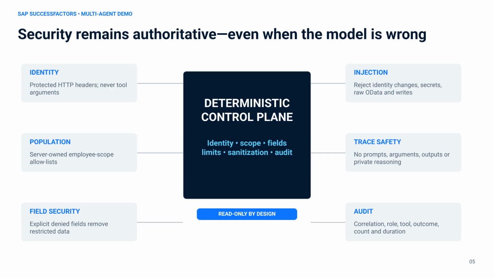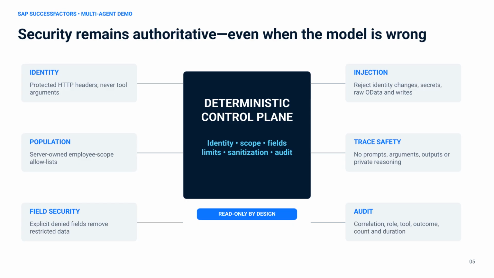Fourth, the application applies injection resistance. Requests to change identity, disclose credentials, reveal prohibited data, generate raw data URLs, or perform write operations are rejected. Fifth, tracing is designed to avoid capturing sensitive content. Only safe lifecycle metadata is recorded. Finally, every permitted tool call creates an audit event containing operational information without storing the complete HR payload.